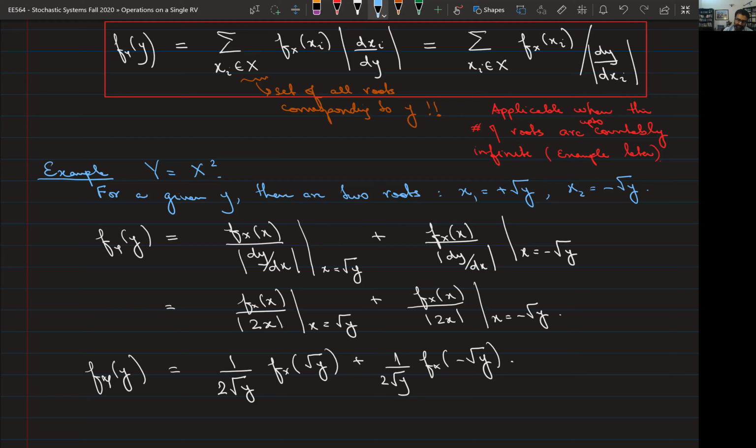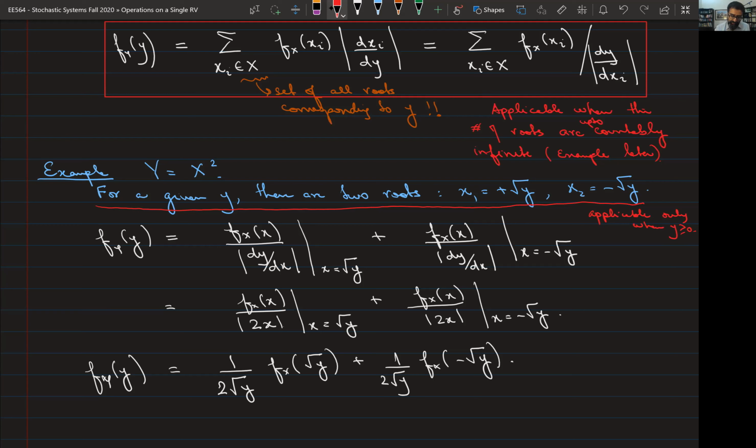Okay. So when I say this for a given y, there are two roots, x1 equals plus root y and x2 equals minus root y. This is applicable only when y is greater than 0, right? Or equal to 0. But when y is less than 0, there are no roots there. And in that case, the PDF is going to turn out to be equal to 0. Because there are no roots, you're not doing any summation, that's actually the null set. So that PDF is going to turn out to be 0.